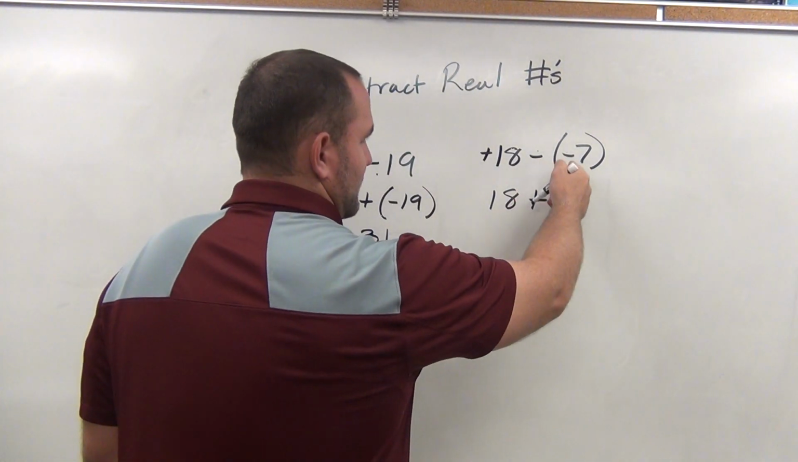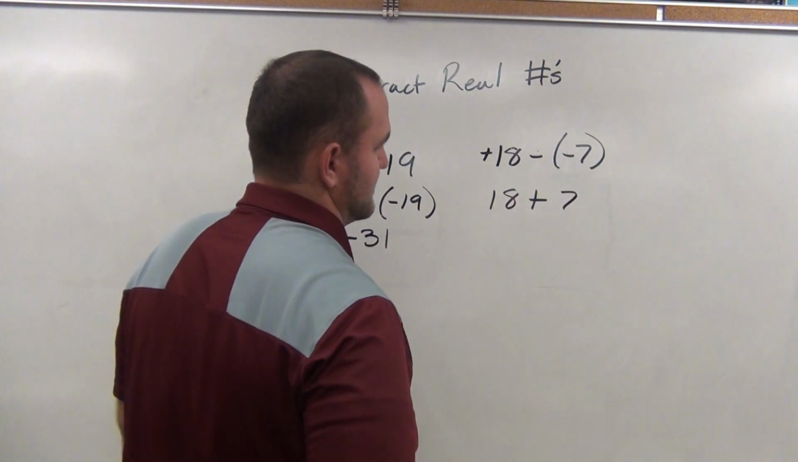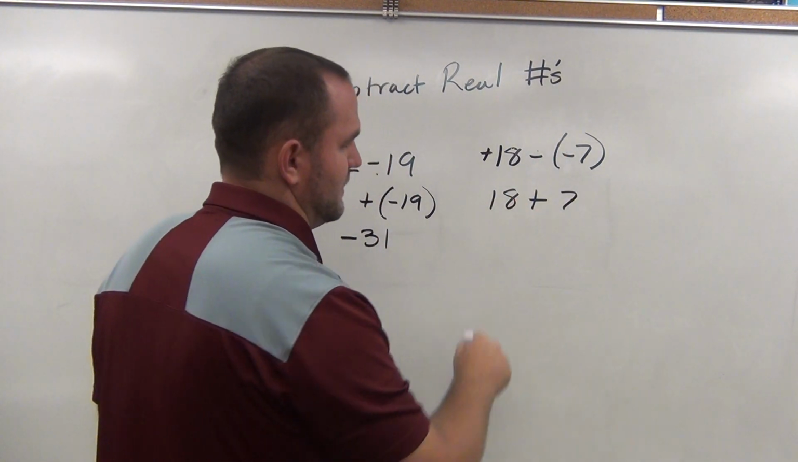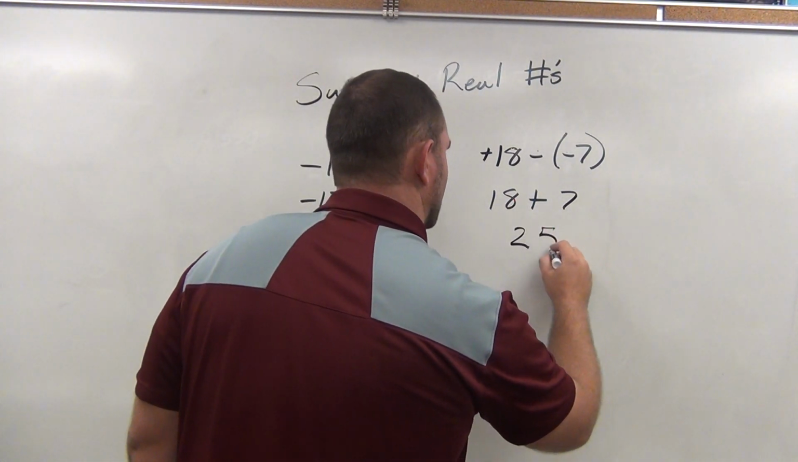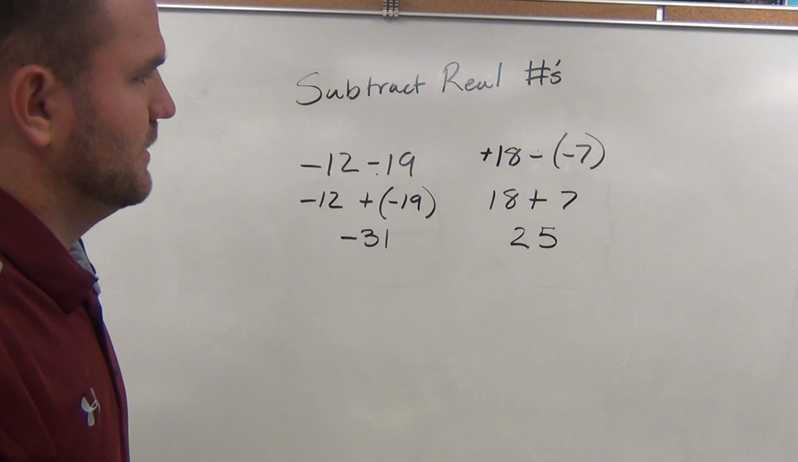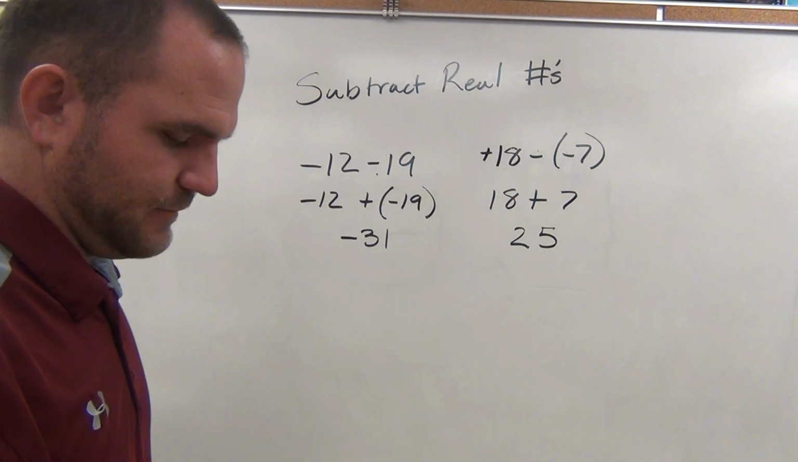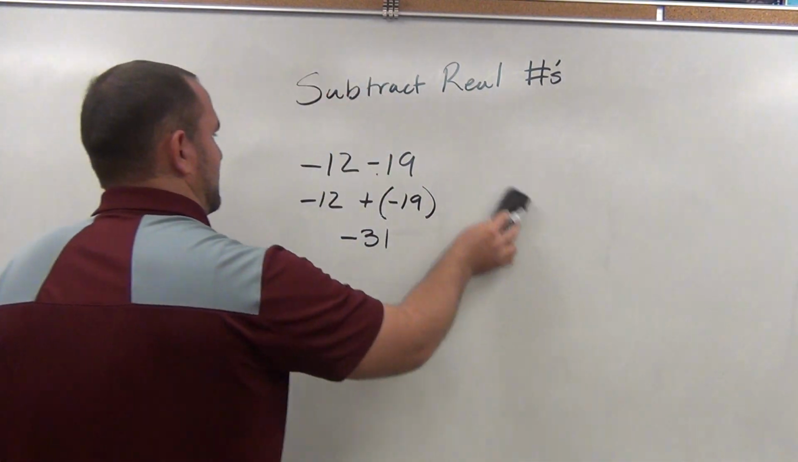For this, we have the double negatives next to each other, so minus -7. So now we have a plus, okay? And so that would be 25, okay? There you go. All right, let's move into another one here. Let's do another couple examples.